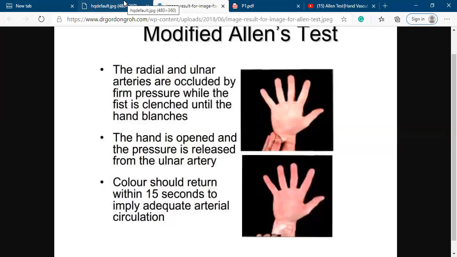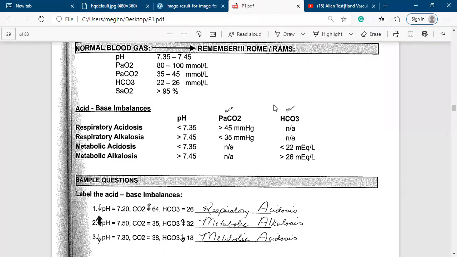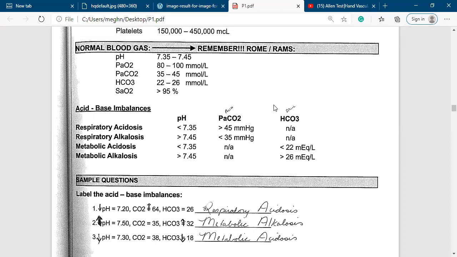Now let's go back to the main portion for the day, which is normal blood gas analysis, shortly called ABG. When we do a blood gas analysis, we can see the pH level, the partial pressure of carbon dioxide, and also the bicarbonate ion.